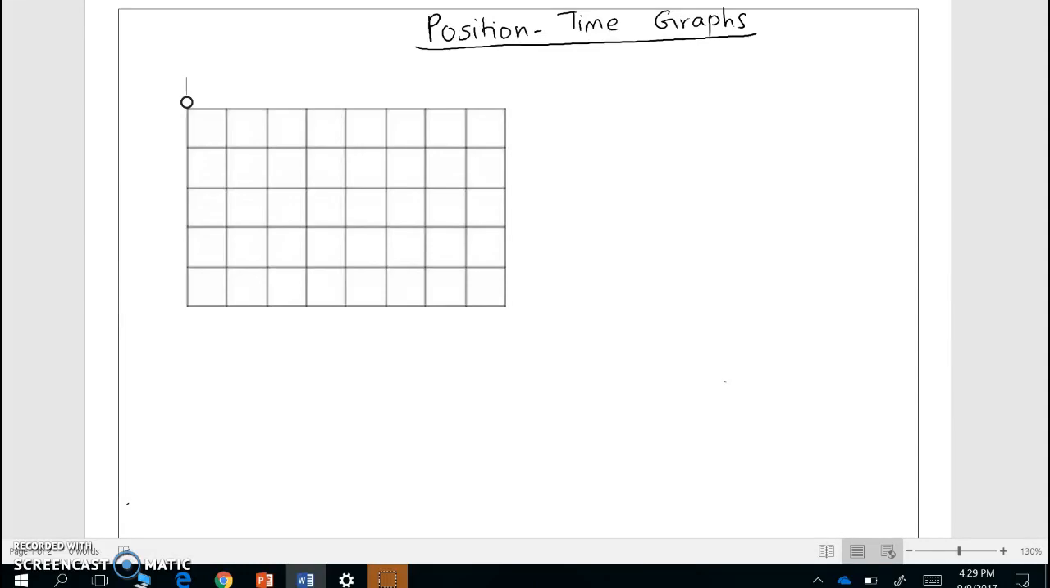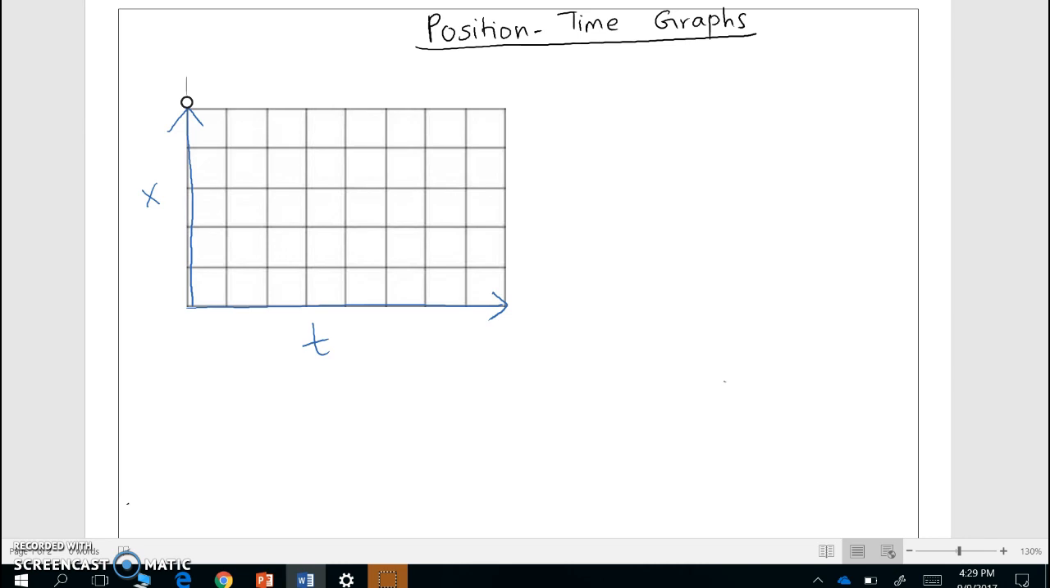Position time graphs are a convenient way to represent and interpret motion. So in a position time graph, the position is on the y-axis and time is on the x-axis. All motion graphs are always drawn with time on the x-axis. So x represents the position and t represents the time.